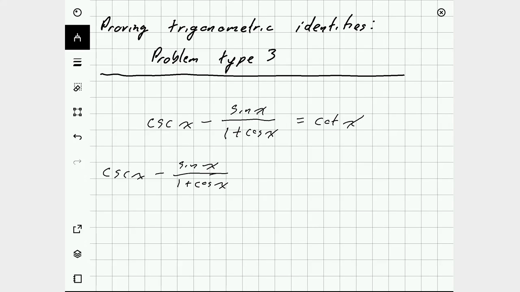You could start with the right-hand side, but the left-hand side is almost always the better way of starting. That's a hint to you that starting on the left-hand side and getting to the right-hand side is easier than starting from the right-hand side and getting to the left-hand side in almost every case.